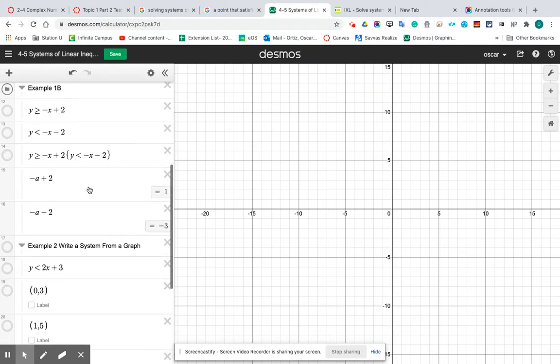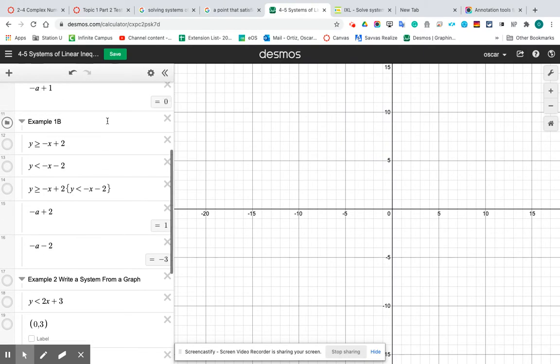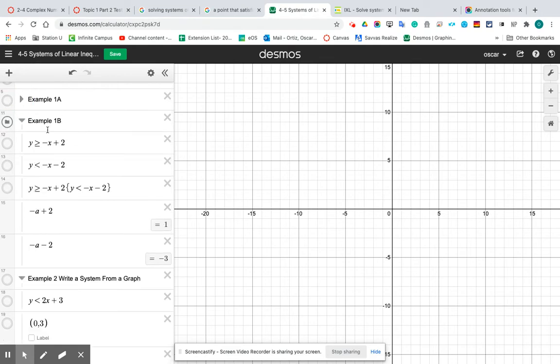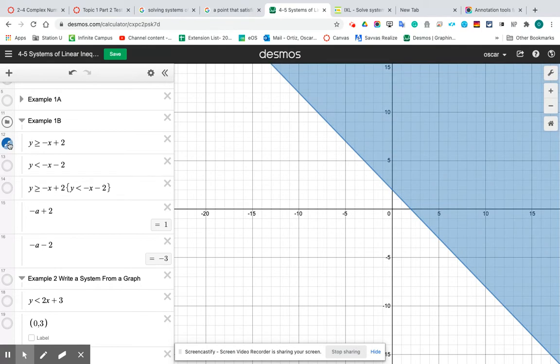Sometimes though, when you're trying to do it, let me hide this for right now. So when you're trying to do a line, you go like, okay, let's graph this region y greater than or equal to negative x plus 2. I know my solid line. I know the y-intercept. I know the slope. And I know that it points above the line. And I try to do the other one.